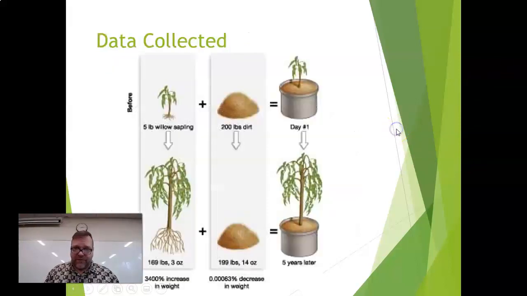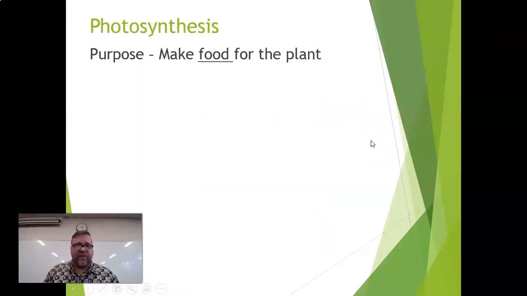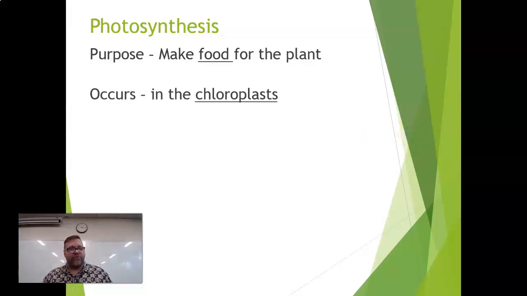And so that led him down this road where here's basically an example of what happened. 5-pound willow sapling, it grows up to be 169 pounds, 200 pounds of dirt, and 5 years later. So what caused this huge dramatic shift? And the answer to that was photosynthesis. He was able to realize that plants can make their own food.